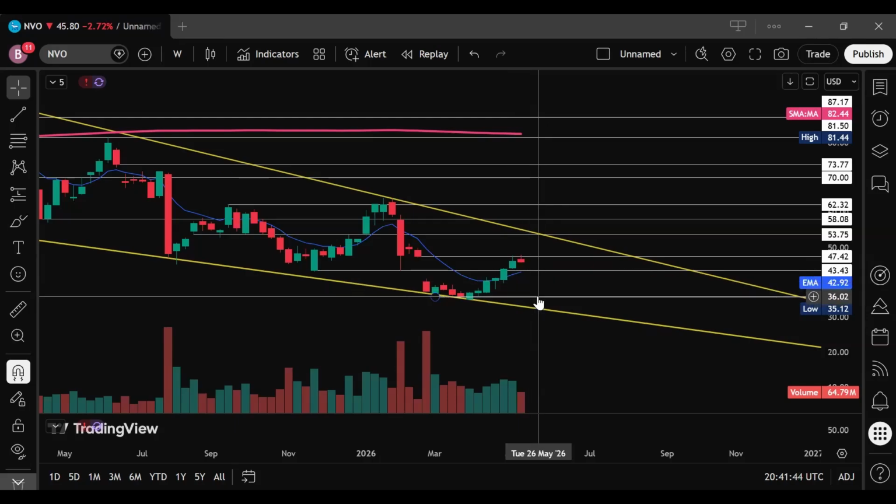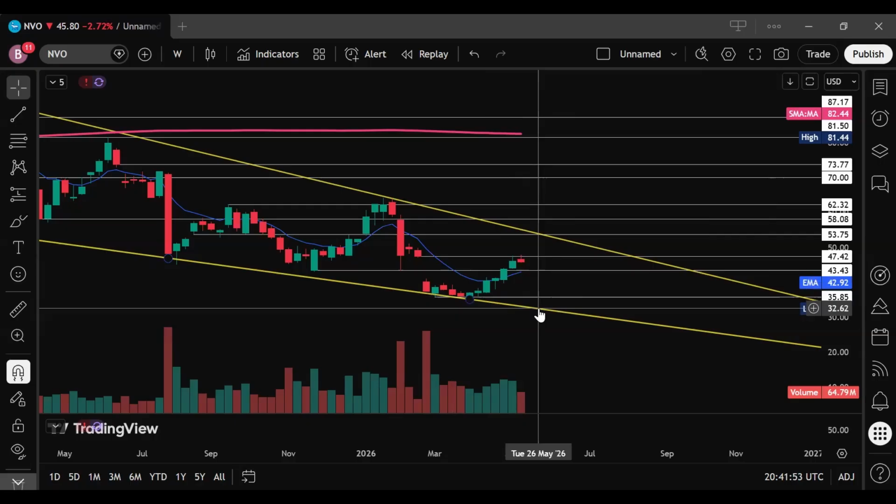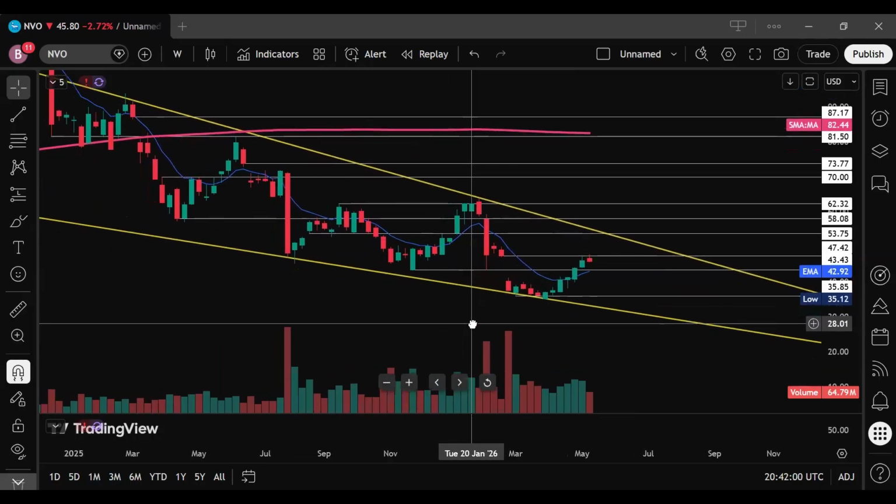There's nothing really stopping us until we get down here, where we had multiple touch points on the weekly, right around that low of 35.85. Anything outside of there, it's going to be our lower trend line down here, if respected, and that's going to be at 32.